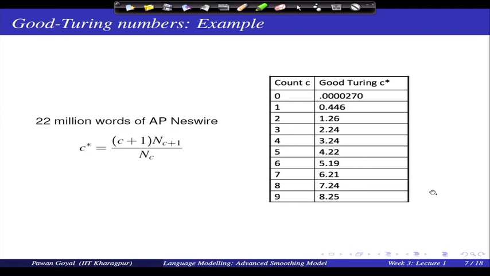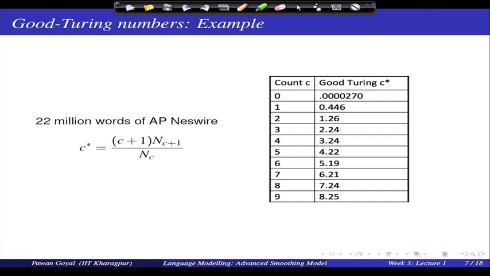So now suppose we apply this Good-Turing smoothing method to a corpus like the AP newswire, Associated Press news. There are 22 million words, and here you are seeing, for different counts, what the Good-Turing estimate was. This is for bigrams. What you are observing in the table is that for the bigrams that occurred 0 times, the Good-Turing estimate was 0.000270. For once, 0.446; for twice, 0.126.